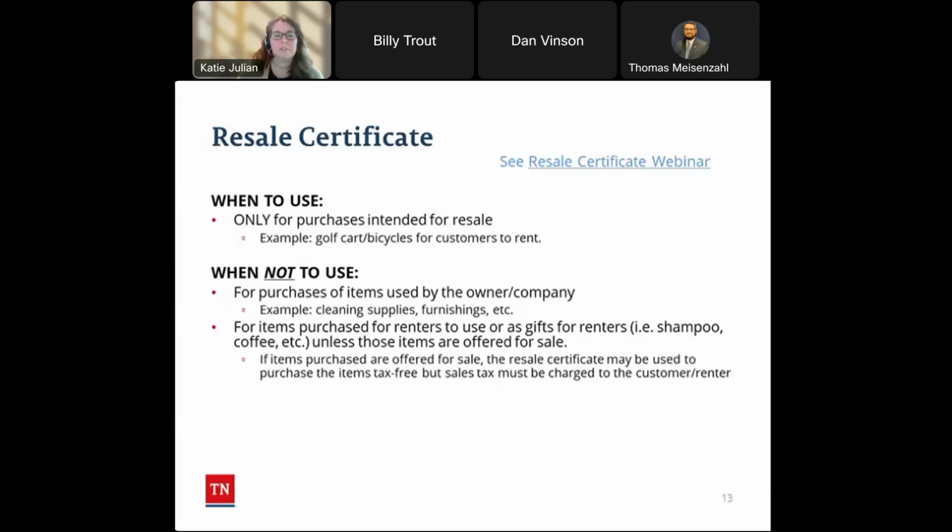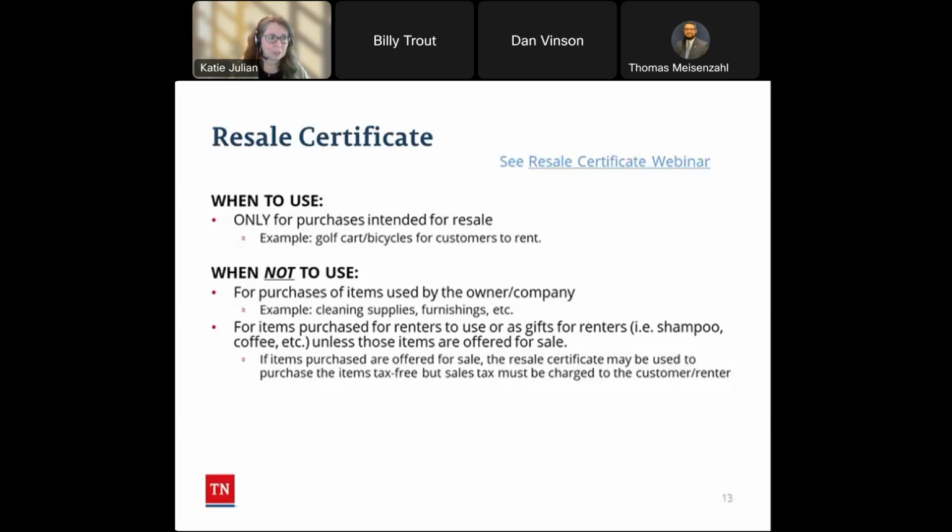So I'm going to back up to when you can use that resale certificate. To keep it simple here, if there's anything that you're going to be selling, so back to the example of selling a t-shirt or bottled waters, those you can use your resale certificate for when you purchase them, if you're the account owner. But not for things that you're going to be using, or the example Thomas just gave for certain items that are going to be rented out. You'll have to pay sales tax on those.